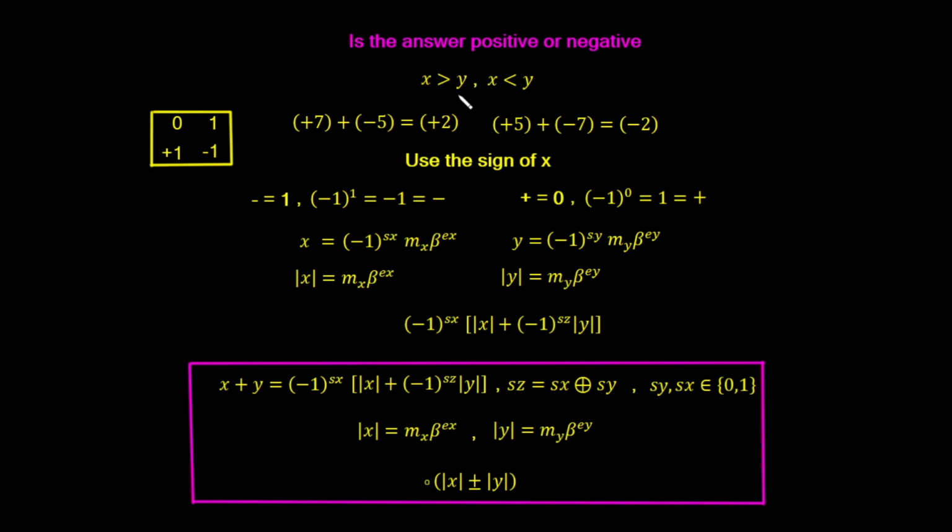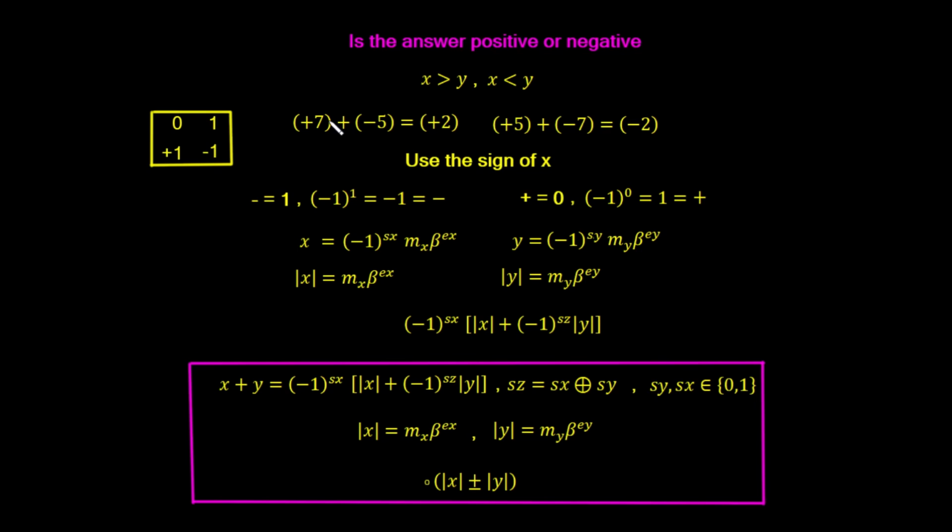Well, let's say for example we had our values x and y, and let's say x is greater than y. Then we would have, say for example, plus 7 plus minus 5, and that would give us a value of plus 2. Now if we were to swap these round about, then we would have plus 5 plus minus 7, and that would give us a value of minus 2. So the order in which these appear would matter.